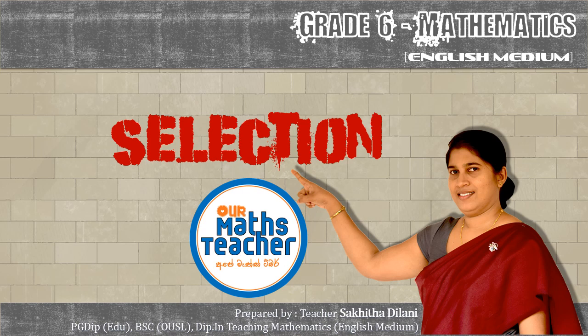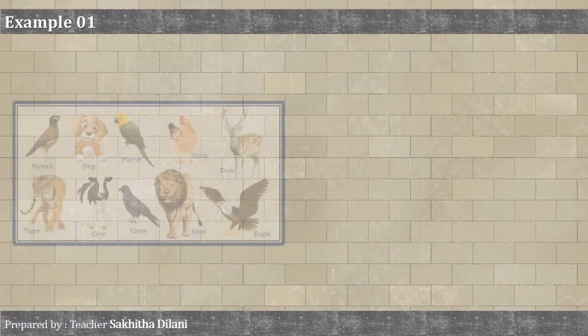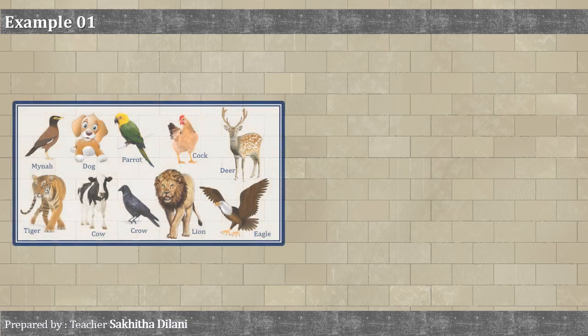You know that most of the things we know can be separated into groups which have common characteristics that have been identified. Now have a look at this diagram. This diagram shows a collection of animals. Let's see who are the animals in this collection.